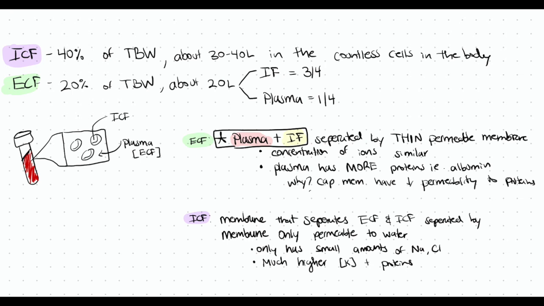So let's go ahead and define these terms a little bit more. The plasma and interstitial fluid is separated by a pretty thin membrane. What that means is that the concentration of the ions in these two places is pretty similar. An important difference between them is that the plasma has a lot more protein, albumin. And why is that? That's because the capillary membrane is not permeable to proteins. The intracellular fluid and the membrane that separates it from the interstitial fluid is only permeable to water. Okay.